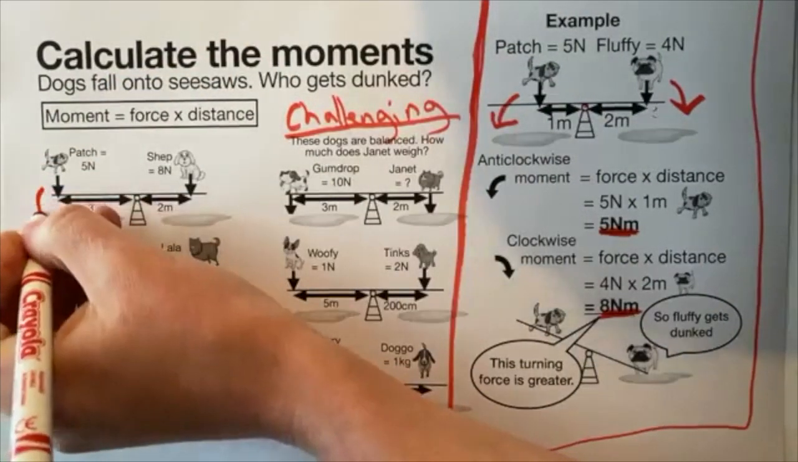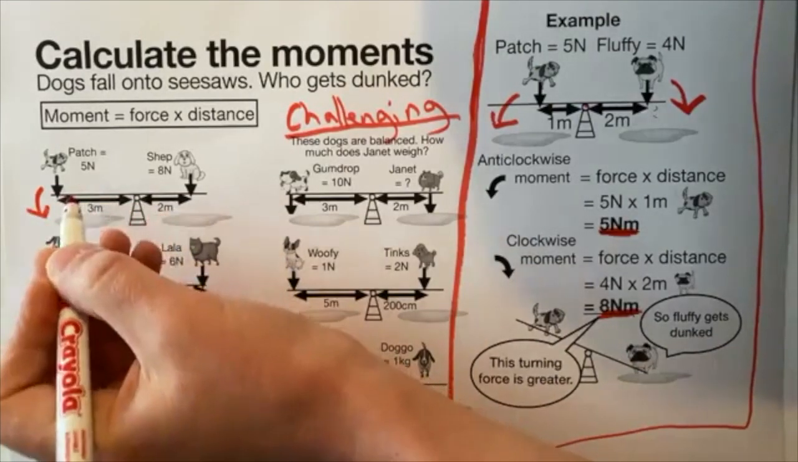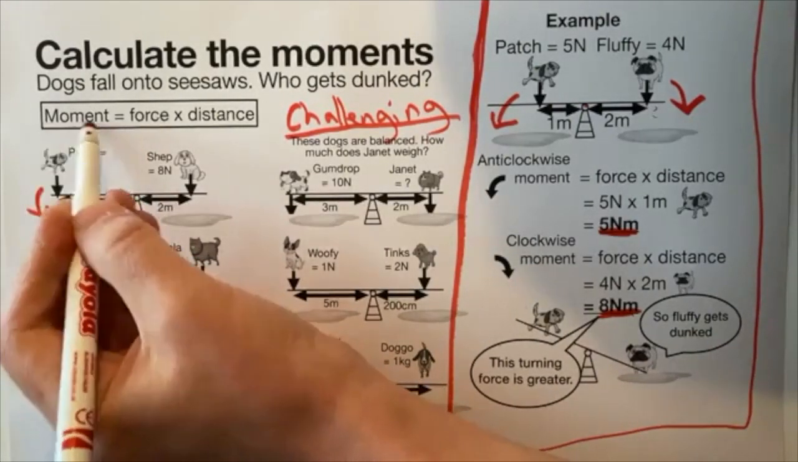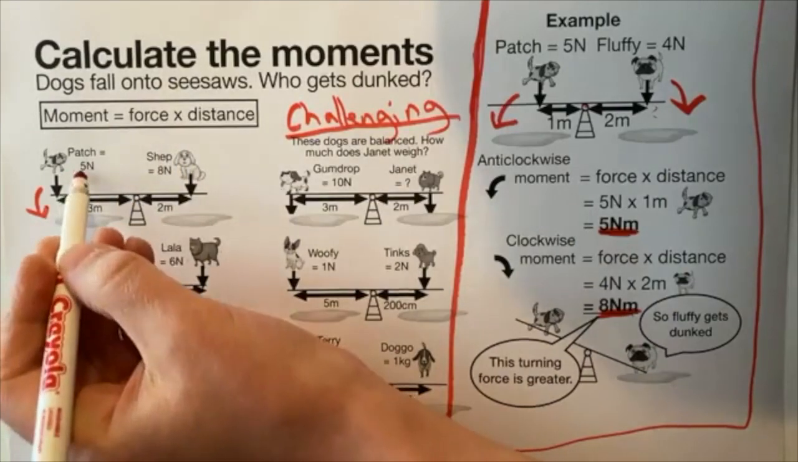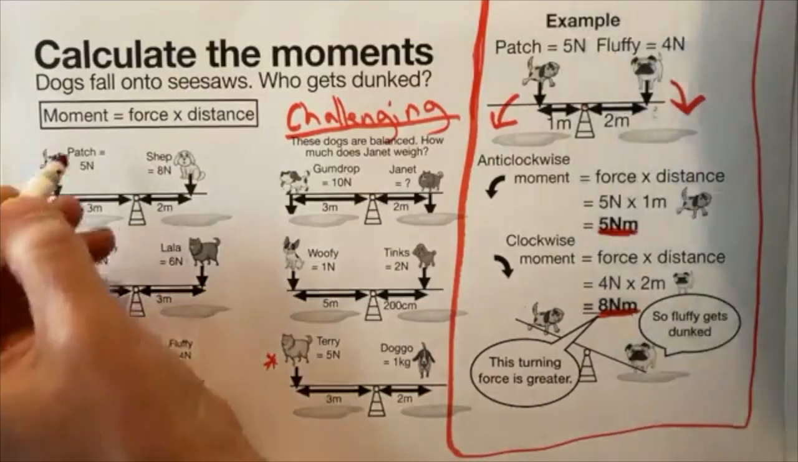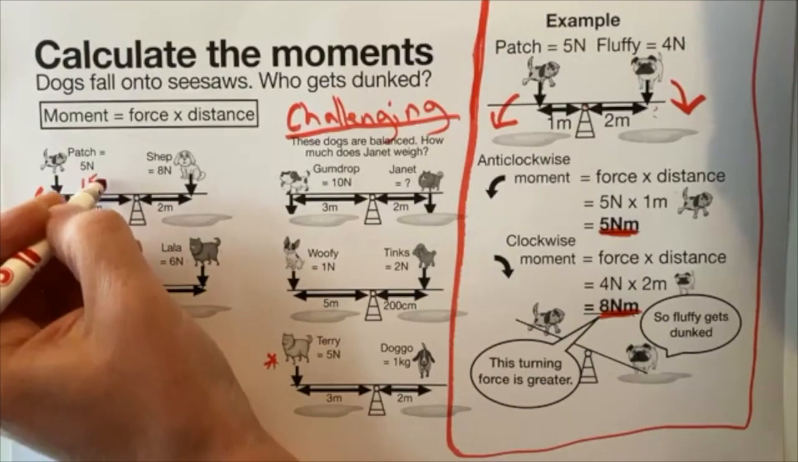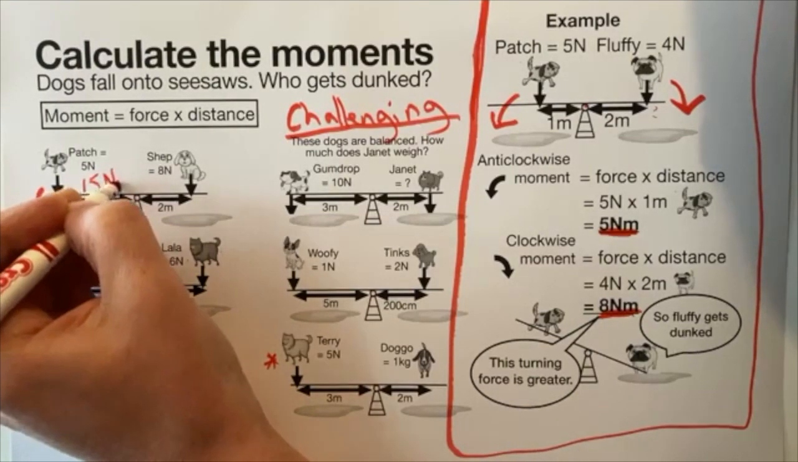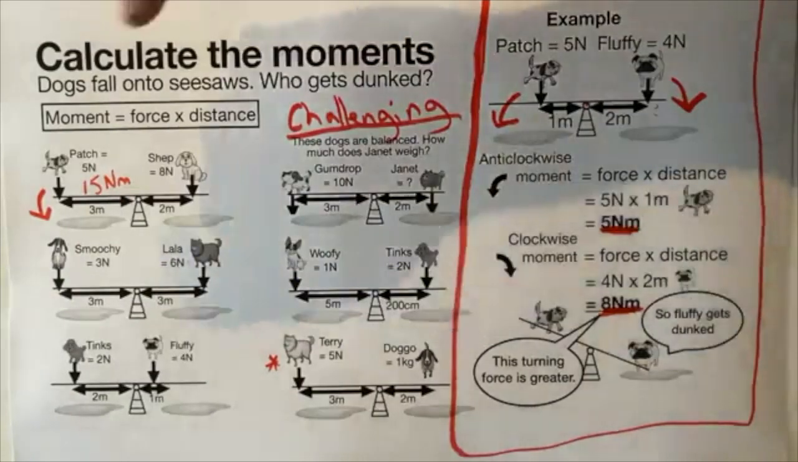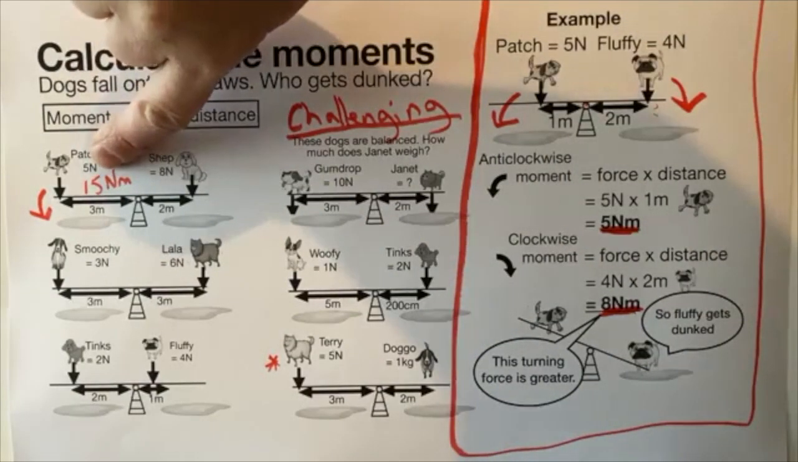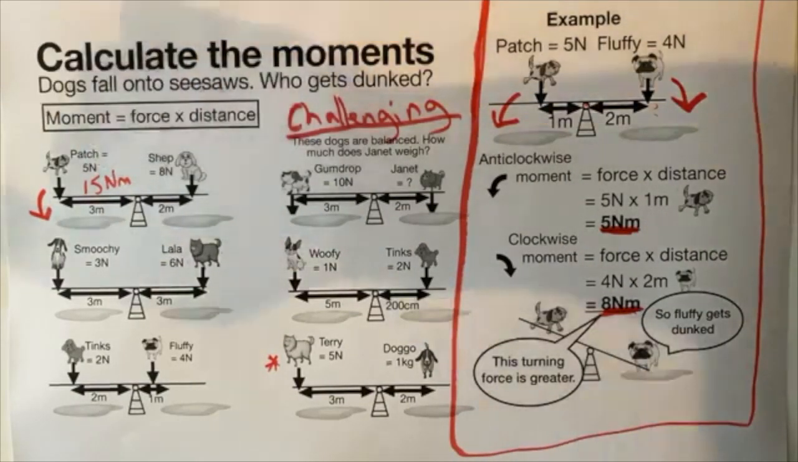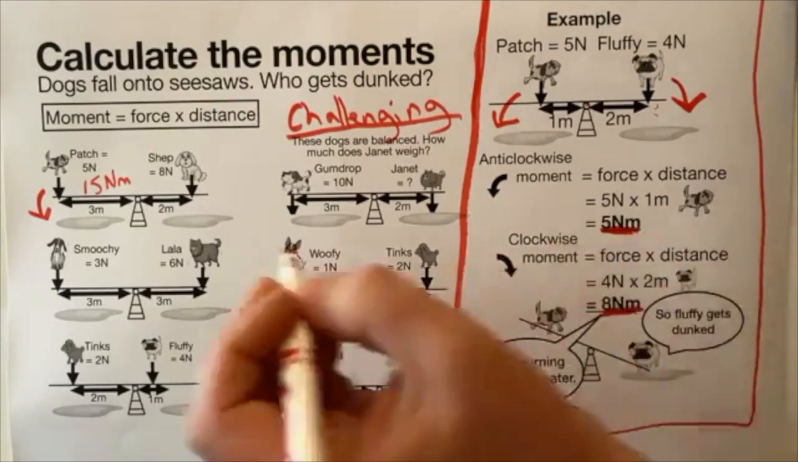So Patch is turning the seesaw anti-clockwise by how much? The moment, how much it's turning, is the force times the distance, which is 5 times 3. So Patch is turning the seesaw with a moment of 15 newton meters. Well done if you got 15, massively more well done if you wrote newton meters as well. Excellent, you've got to put your units in. Very good habit to get into.